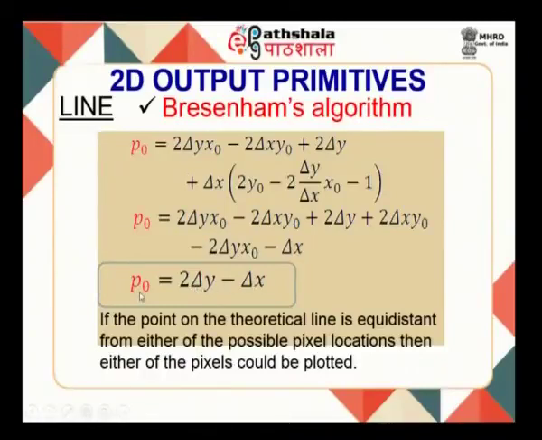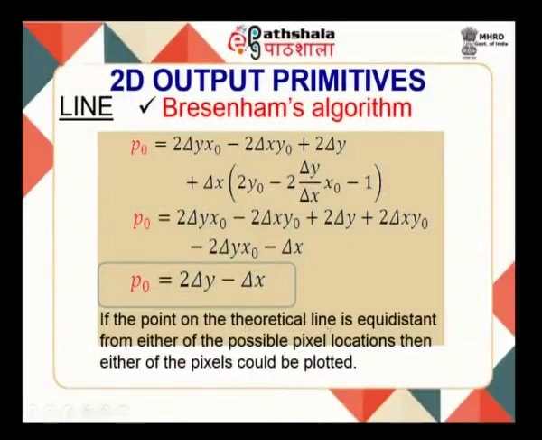So, the initial decision parameter is computed, and the next decision parameters are computed based on the previous decision parameters. If the point on the theoretical line is equidistant from either of the possible pixel locations, then either of the pixels could be plotted. If pk is less than 0, you choose the lower pixel; if pk is greater than 0, you choose the upper pixel; but if pk is equal to 0, you can choose either of the pixels. As I said earlier, you can follow a convention throughout, that is, always choose the upper pixel or always choose the lower pixel. It is up to you, but follow a convention throughout.